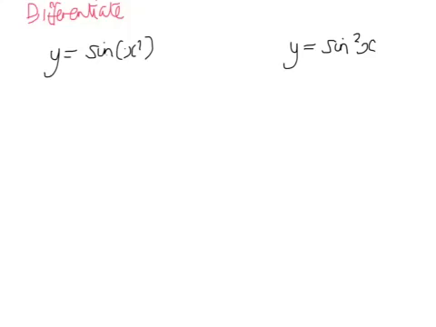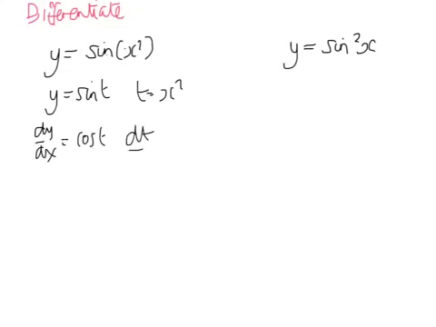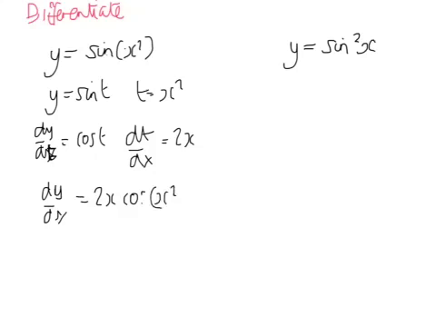Now I've put these last two together so that you can compare the differences between them. Right, so the first one is probably the easier of the two. We'd say y is sine of t, where t is x squared. dy by dt is cos t, and dt by dx is 2x. Put the two together. Whoops, I've written dx there. Be careful not to do that. So dy by dx is going to be 2x cos t, or 2x cos x squared.